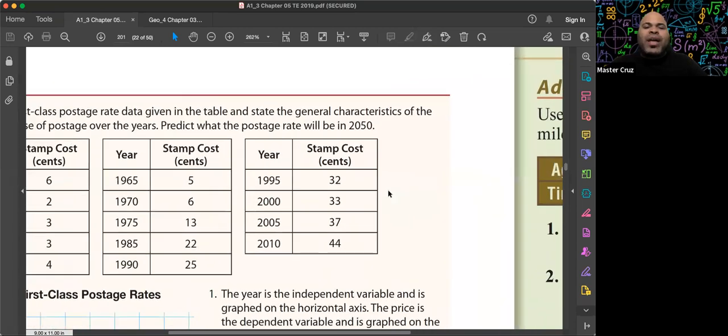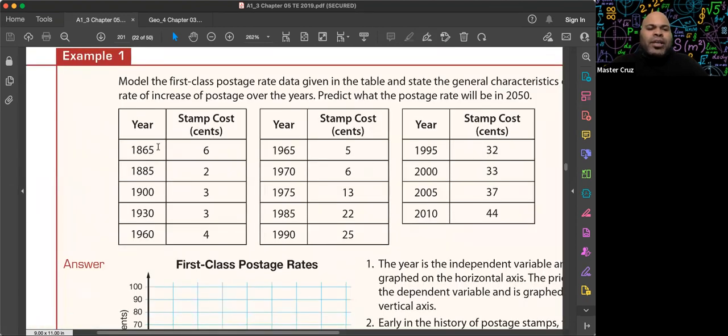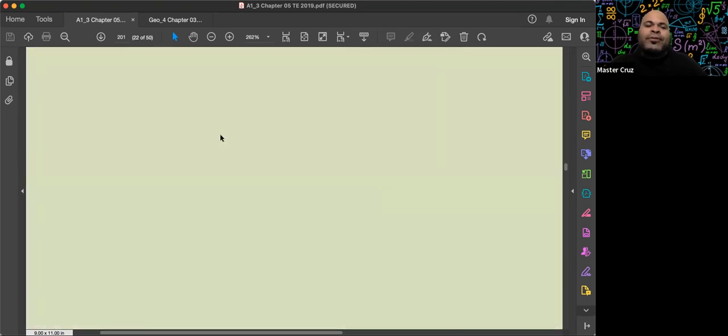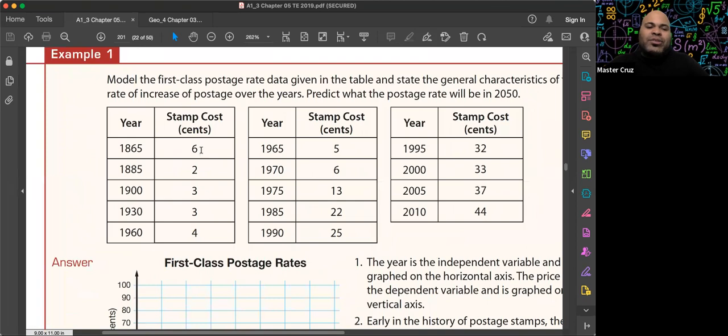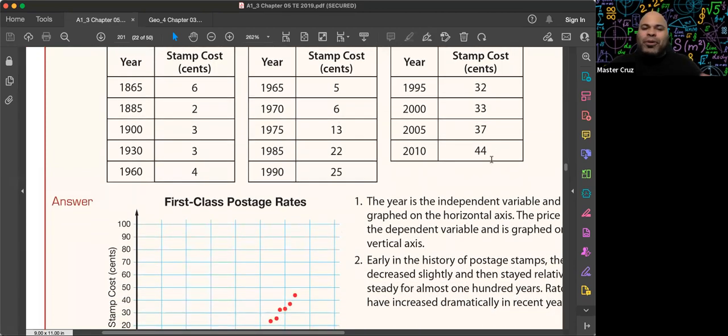Okay, so over here we have another example, example 1, that talks about the year and the stamp cost in cents. So, you know, the stamp that we put on letters only used to cost 6 cents and then 2 cents. It's crazy. All right, as the years progress, it becomes more and more expensive. And we have data up to 2010 where it only cost 44 cents. And I say only because it's cheap compared to today, but as you can see in 1885, it only cost 2 cents, which is crazy.